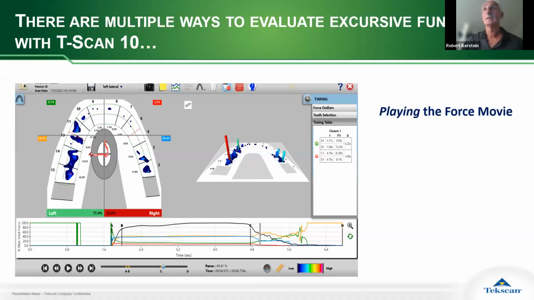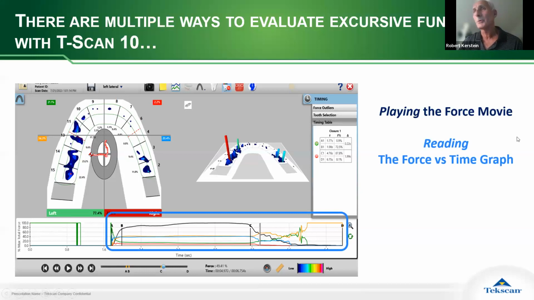Now, the T-scan and excursive function. There are many ways to look at excursive function with the T-scan. The first one is to play the force movie, to play the recording and observe the transitions of the forces and the columns and where the data of the tooth contact force information changes across time. And that's, of course, very useful.